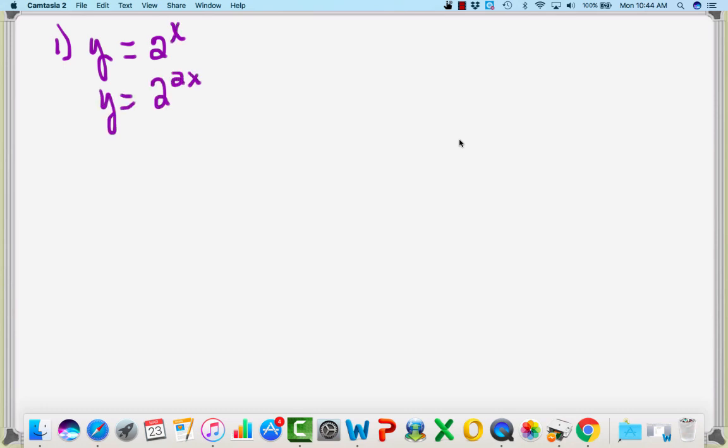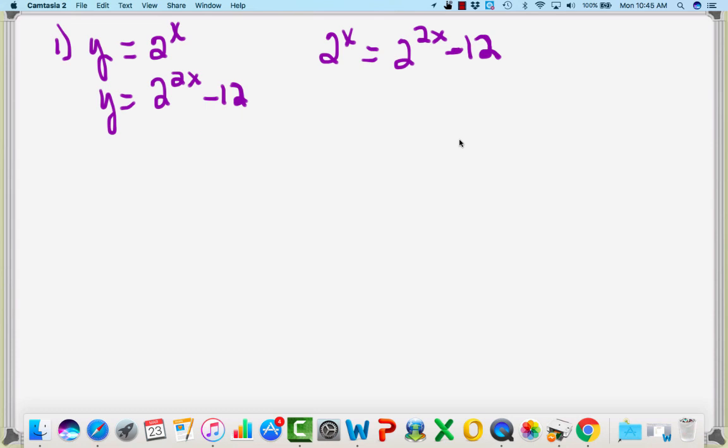Now, since both of these equations are solved for y equals, we can just start by using substitution and just set the equations equal to each other. So 2 to the x would equal 2 to the 2x minus 12. Now, it may not look like it, but this actually is a quadratic function. So what we're going to do is we'll go ahead and move everything to one side.